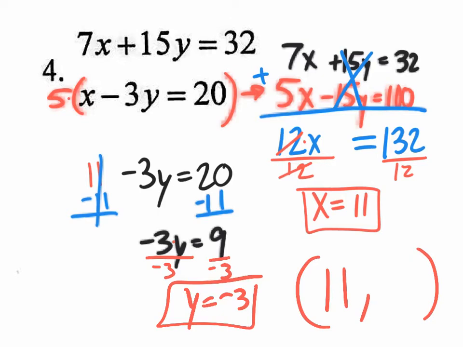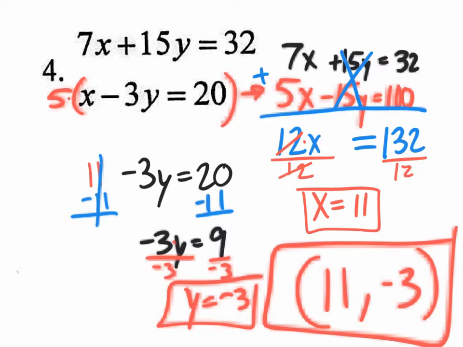Excuse me, sorry about that. Negative 3. That's our answer. So on none of these, we had to actually do step 1 where they were lined up, okay?